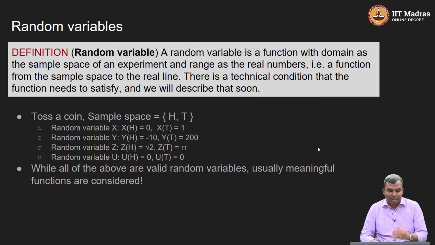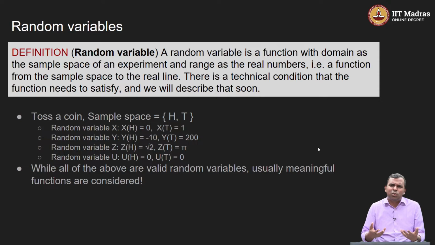Okay, so here's an example. Okay, I have an experiment. I'm tossing a coin. The sample space is h comma t, isn't it? Heads and tails. Now I can have a variety of random variables here. I can have a random variable x, which maps h to 0 and t to 1. That seems like a natural and simple way to define the random variable, and that's not necessarily the only random variable, right? I could come up with a random variable y, which takes heads to -10 and tails to 200.